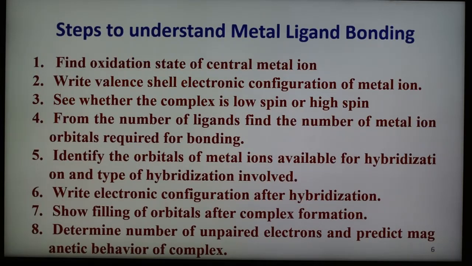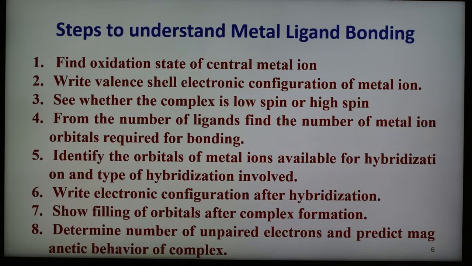And here some steps are shown to understand the hybridization and metal ligand bonding. The first step is to find the oxidation state of the central metal ion. What is the oxidation state of the metal in the complex? First of all, find out the oxidation state, like cobalt having 3 plus charge, nickel 2 plus, copper 2 plus.